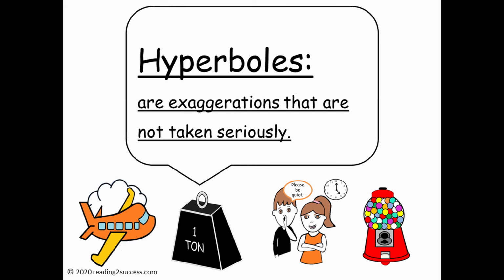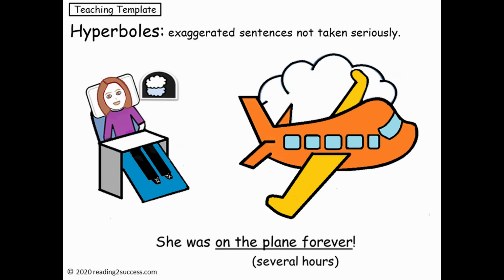Now introduce kids to the third type of figurative language, hyperboles. They are exaggerations that are not taken seriously. With kids, read the sentence, "She was on the plane forever." Talk about how forever is an exaggeration for several hours.